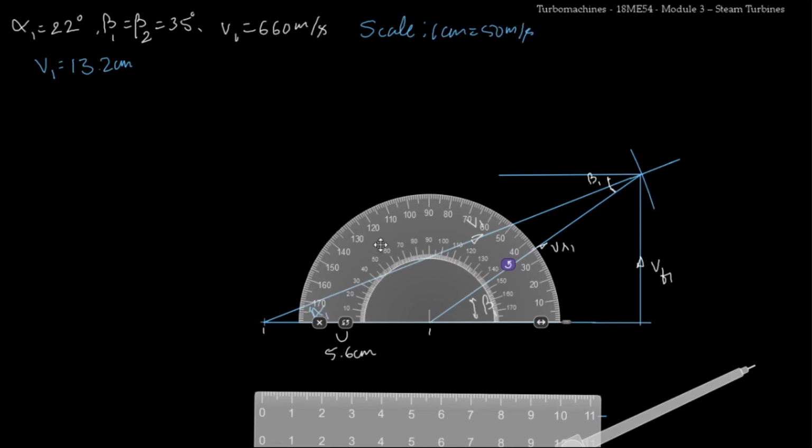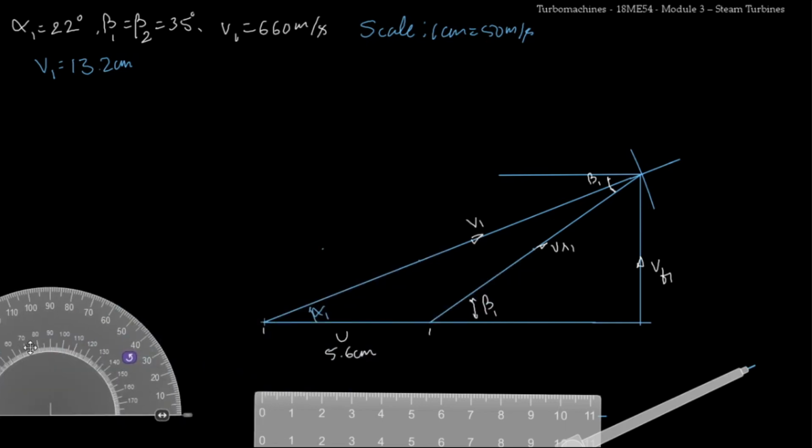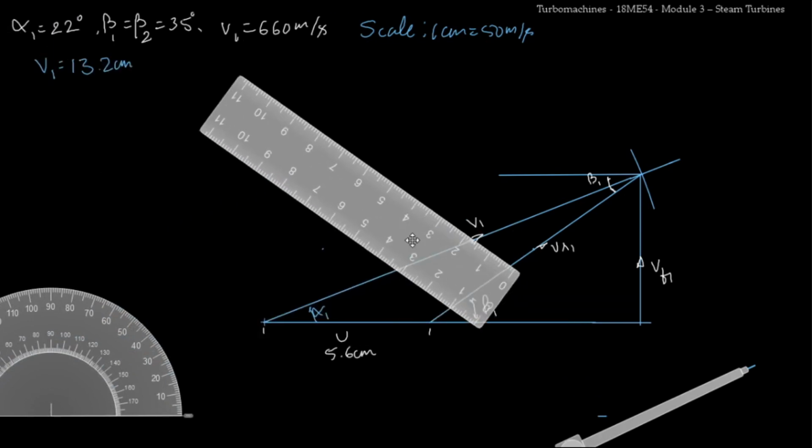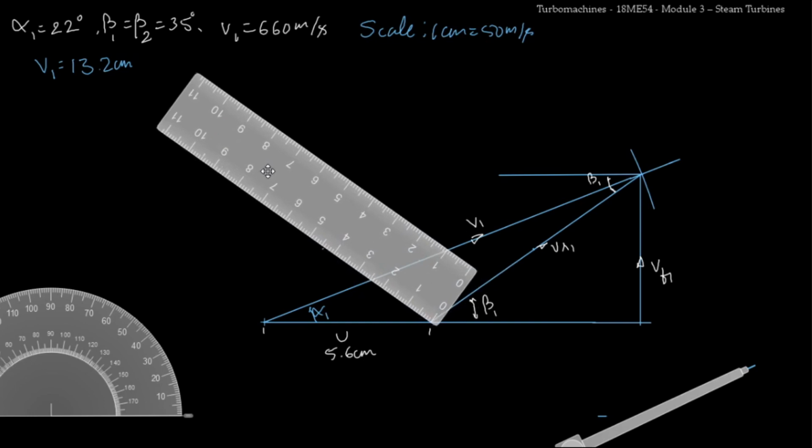So the length of VR2 will be equal to VR1, and the angles are same. So that is 35 degree for both. So I'll measure 35 degree here. I have marked 35 degree here. Now I'll draw a line here. Again, I'll not worry about the length.